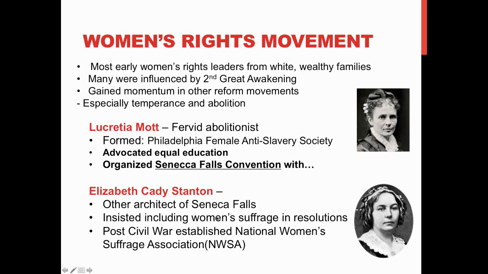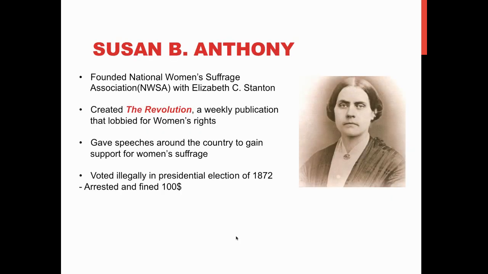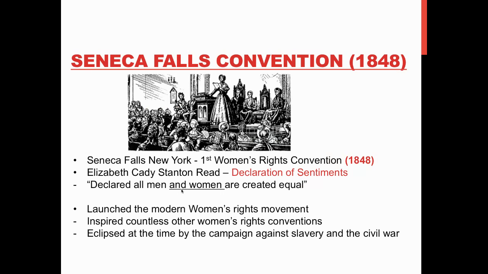After Seneca Falls, Elizabeth Cady Stanton is going to work with Susan B. Anthony to establish the National Women's Suffrage Association, actually the National American Women's Suffrage Association, which is, of course, NAWSA. Susan B. Anthony creates The Revolution, which is a weekly publication that lobbies for women's rights. Also, she tries to vote for Victoria Woodhull in 1872. She votes illegally because women can't vote until 1920 with the passage of the 19th Amendment. She's arrested and fined $100, but she never pays it, which I love about her. She is going to fight for what she believes in, and she's not going to be punished for it.